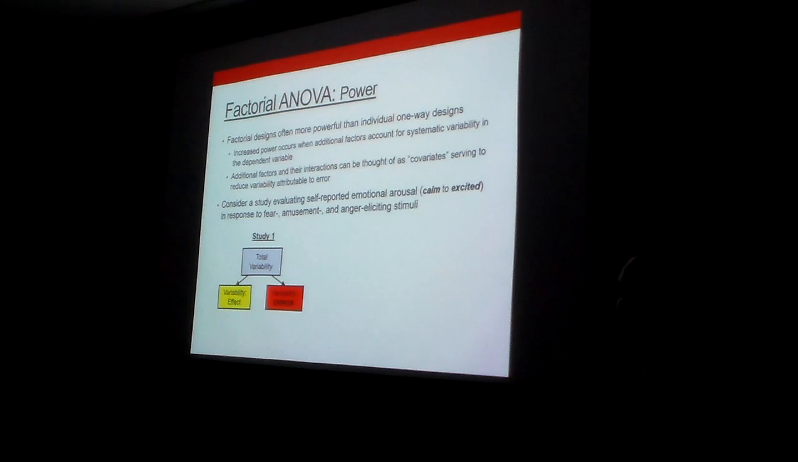So again, let's say we have a study looking at self-reported emotional arousal, calm to excited, in response to fear, amusement, and anger eliciting stimuli, okay? So just in my one-way model, this is my total variability in terms of how people are responding. And in my one-way model, I'm looking at differences across fear, amusement, and anger eliciting stimuli in terms of predicting total variability here. Everything that's not related to my condition, the film that I'm giving to them, goes in the error.